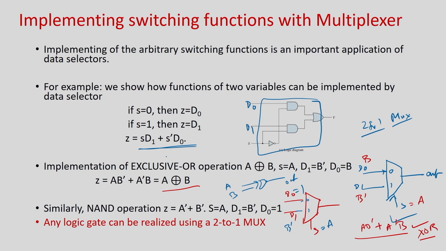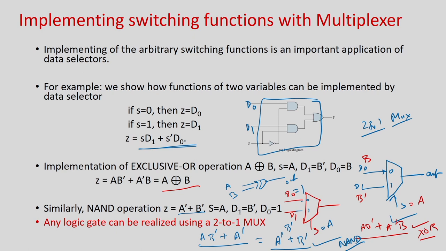Let us now see if I put S equal to A. So then what is happening? I just have S equal to A, then D1 equal to B bar and D0 equal to 1. And then A bar, right. So I will get this equation. This is effectively A bar B bar, because if A bar is true then this has no value. So I will end up getting the NAND gate, right.